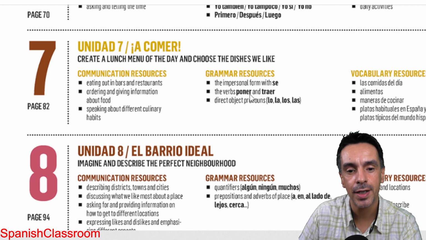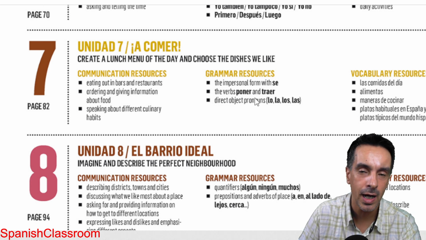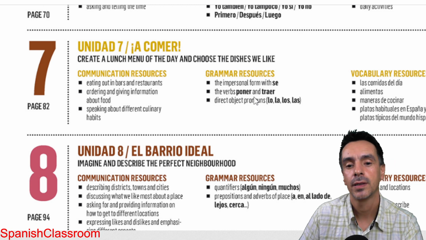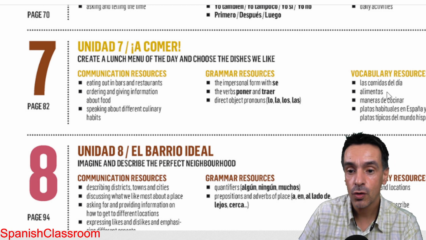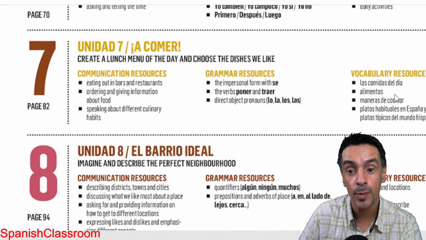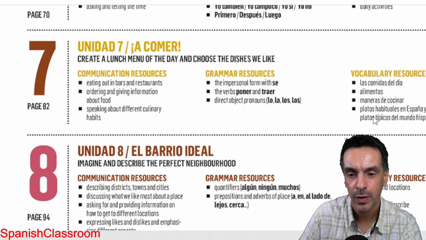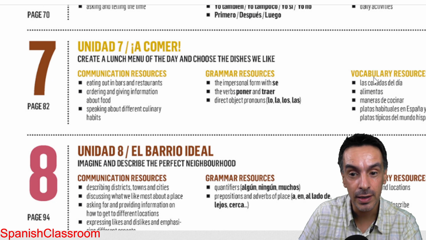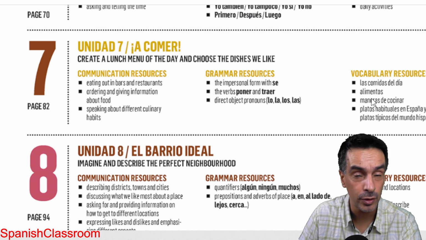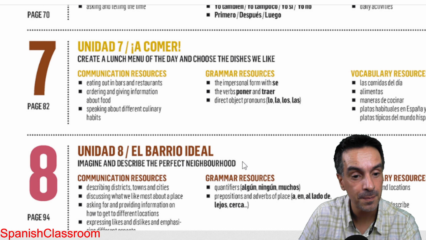Interesting. The verbs poner, entrar, direct object pronouns lo, las, los: the houses, the cars, the clothing, right? Vocabulary resources: las comidas del día, alimentos, maneras de cocinar, platos habituales en España. So they miss already the English translation, so it will be about the food of the day, nutrients, ways to cook, typical dishes from Spain or from other Spanish-speaking countries.